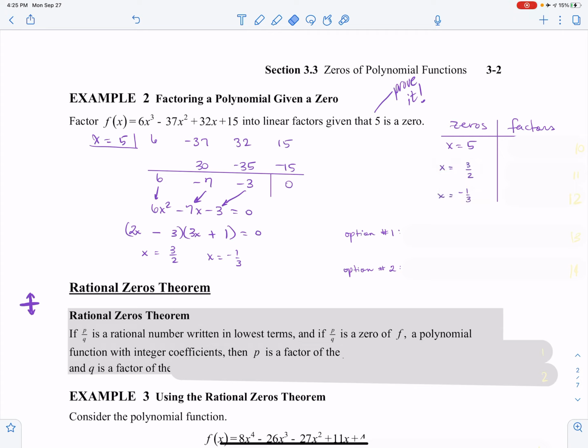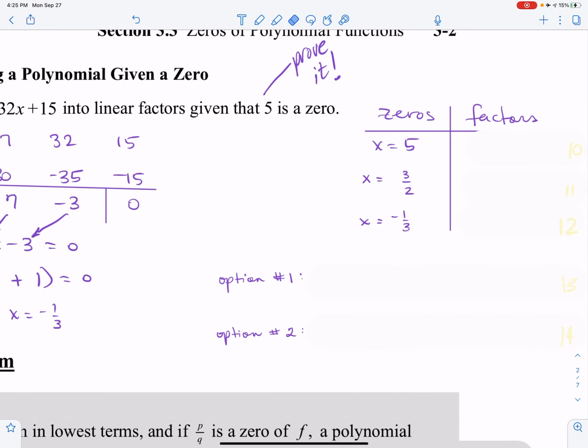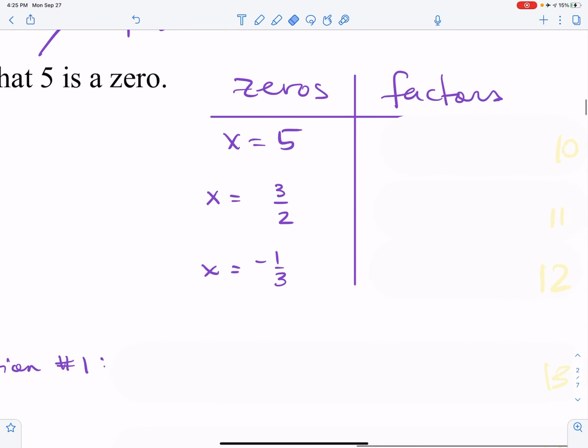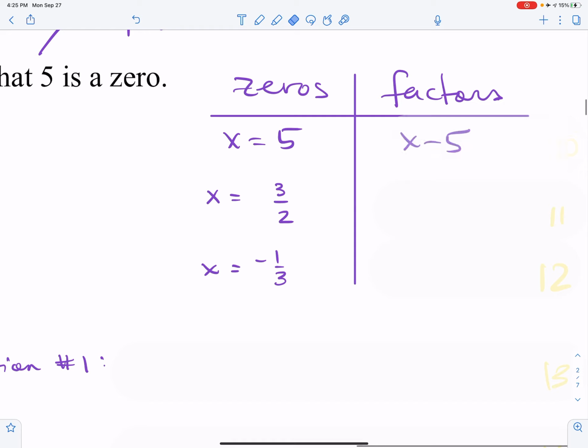Now, let's go and figure out what the factors are. And I'm going to write these in a couple different ways, just so that you can see some of the options. If x equals 5 is a 0, then x minus 5 is a factor. If x equals 3 halves is a 0, x minus 3 halves is a factor. If x equals negative 1 third, then x plus 1 third is a factor.